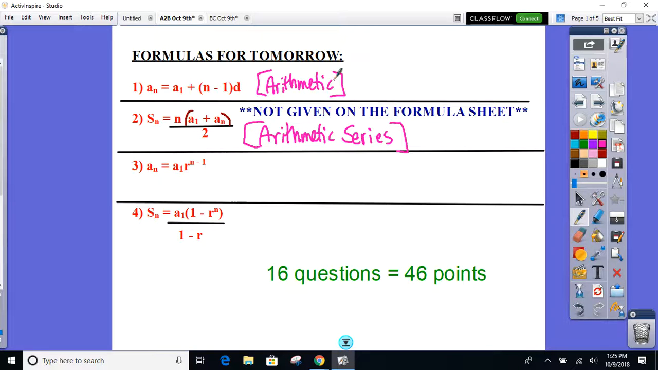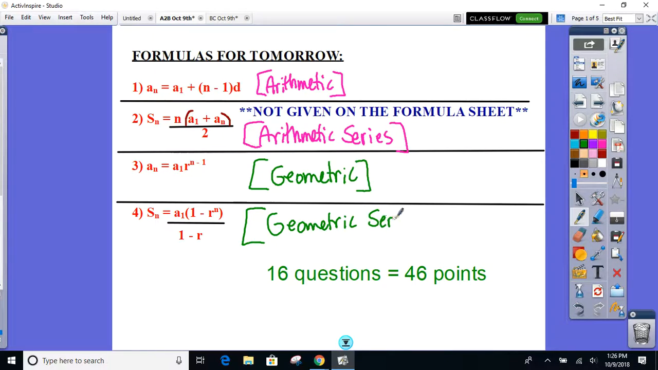Okay, so I have the arithmetic formula, I have the arithmetic series. This is for geometric. What's the R value called? Common ratio. That's what I multiply by. Got it. And then down below, that's the geometric series. And what's series mean again? Add up the terms, right? Add up a total amount of the terms, a certain amount of the terms. Geometric series.